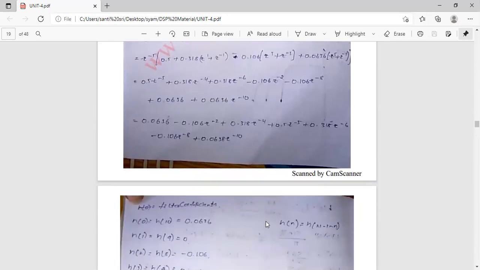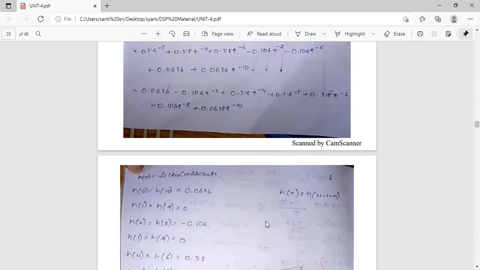Simply, so h of 0 is filter coefficients. H of 0 equal to h of 10 is 0.636. So h of 1 is h of 9 is 0. H of 2 equal to h of 8 equal to minus 0.106. H of 3 equal to h of 7 equal to 0. H of 4 equal to h of 6 equal to 0.318, and h of 5 equal to 0.5.